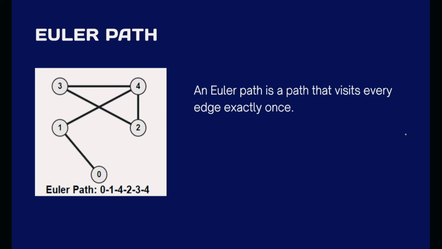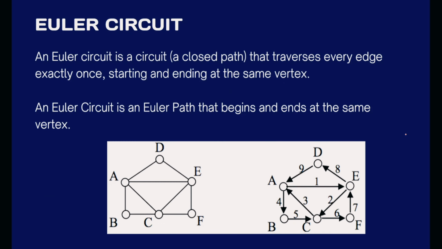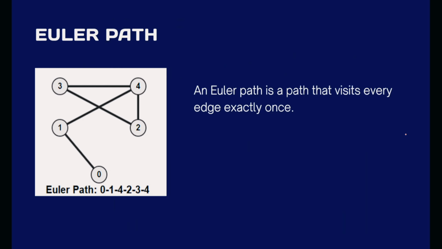In the image, 3, 4, 1, 2, 0 are vertices, and the line between two nodes is an edge. Now again coming back to the definition, it is a path that goes through every edge of a graph exactly once. In the image, to find an Euler path, let us start at vertex 0.